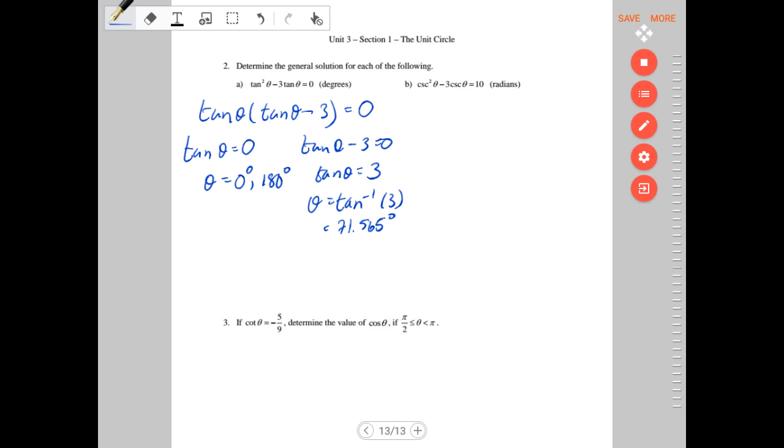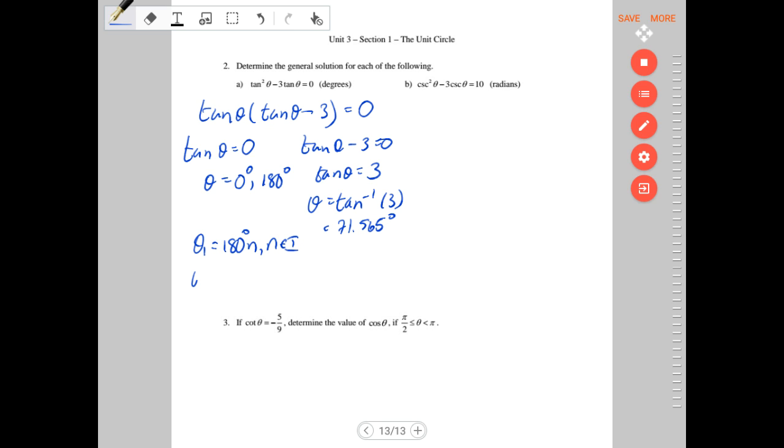So the general solution then, we can write theta 1 equals 180n, where n belongs to the integers. So every multiple of 180, including 0 times 180, would give me a solution where tan equals 0.